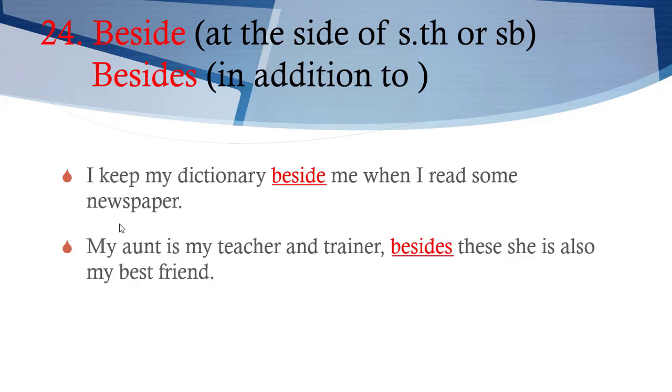The second sentence, for besides, is: my aunt is my teacher and trainer. Besides these, she is also my best friend. Besides means in addition to these, she is also my best friend.